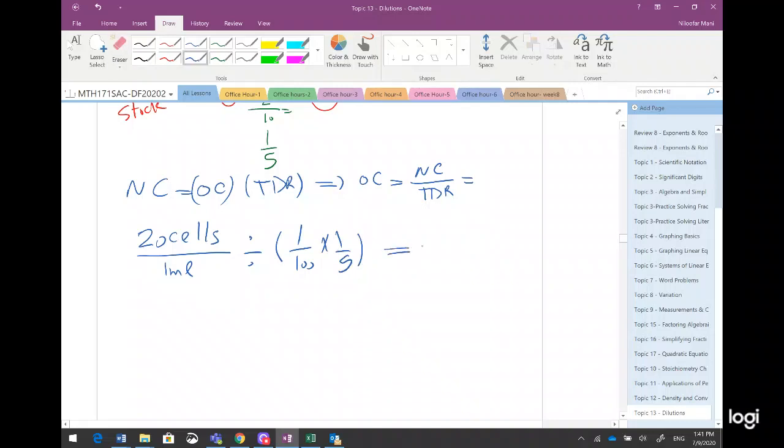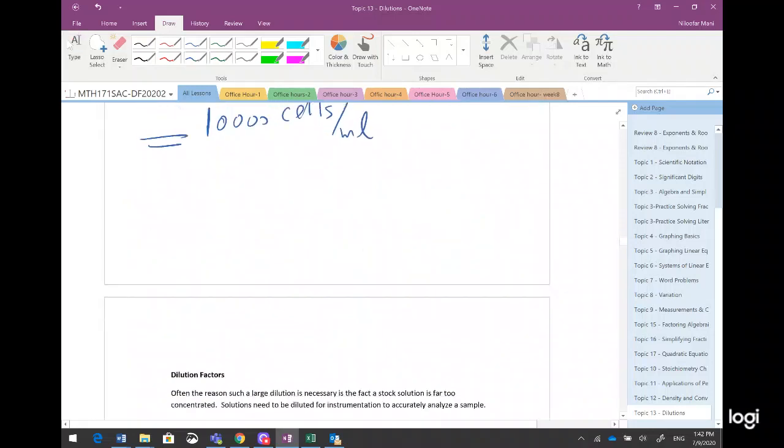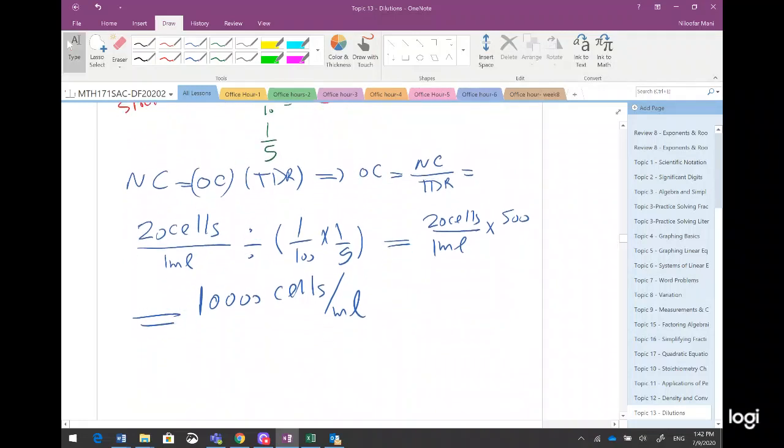Okay, which is, yes, so it is 20 cells per 1 milliliter multiplied by 500. So when I change it to multiply, I flip it. Okay, so I have 500 multiplied by 20. Okay, 10,000. That's 10,000 cells per 1 milliliter. Okay, that was the answer, right?